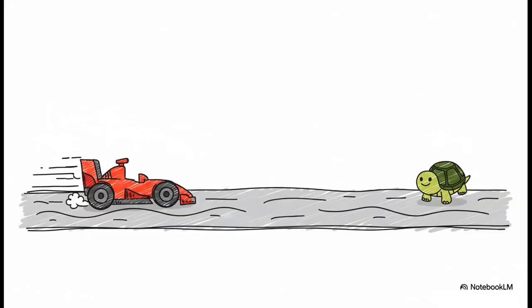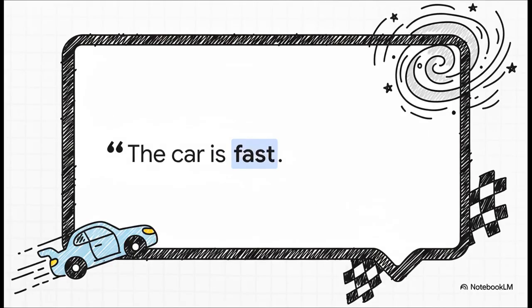This picture is perfect for our next pair, fast and slow. I mean, what a great way to show it. These are what you use to talk about speed, of course. Yep, the car is fast, but the turtle is slow. You can't get a clearer contrast than that.